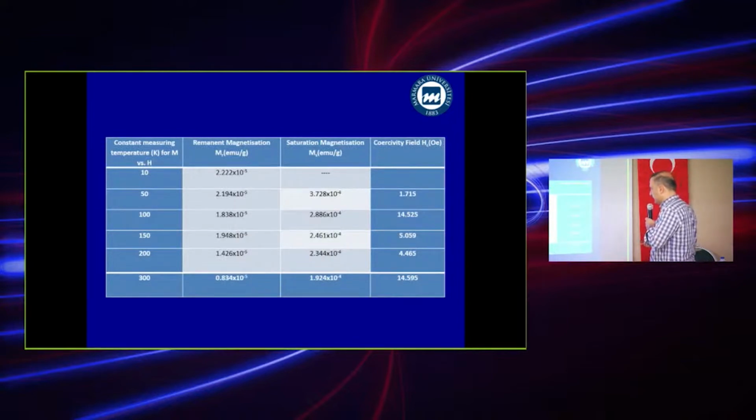This is the table of measurements at constant temperatures from 10 to 300 Kelvin. We have the remnant magnetization value, saturation magnetization value, and coercive field value. You'll see the coercive field fluctuates a little bit. There are a couple of reasons; one of them may be temperature. The saturation magnetization gives almost similar results. The remnant magnetization I gave in the table is almost decreasing in tendency.